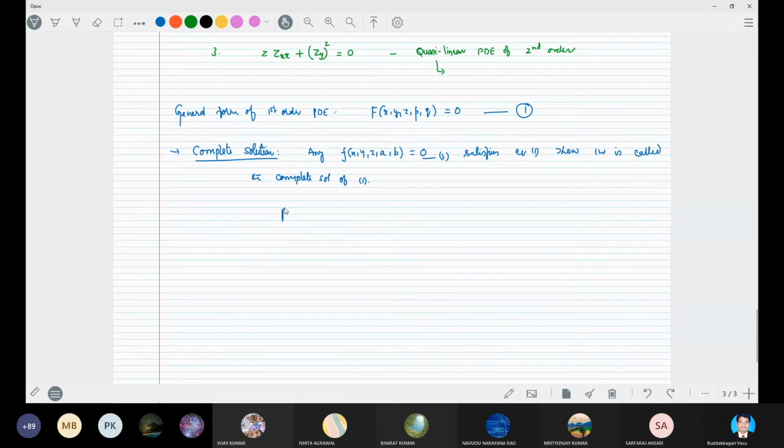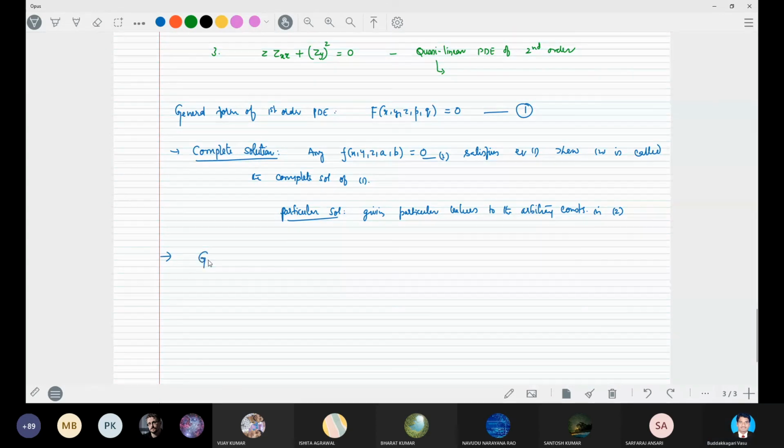Particular solution means giving particular values to the arbitrary constants in equation 2. Then that solution satisfies equation 1 automatically. So hence the solution is said to be a particular solution.